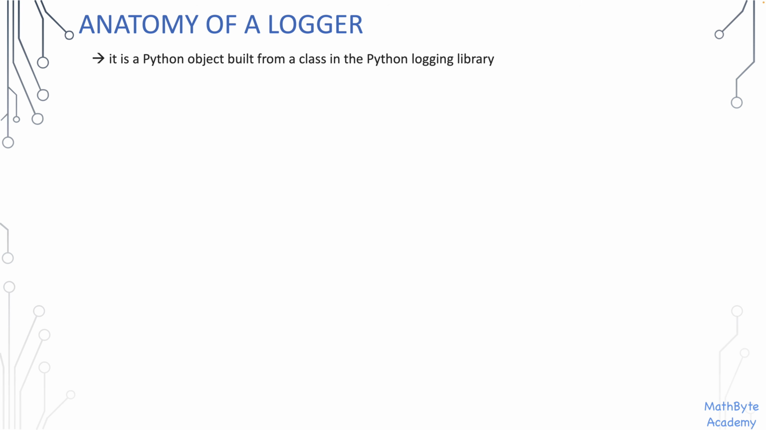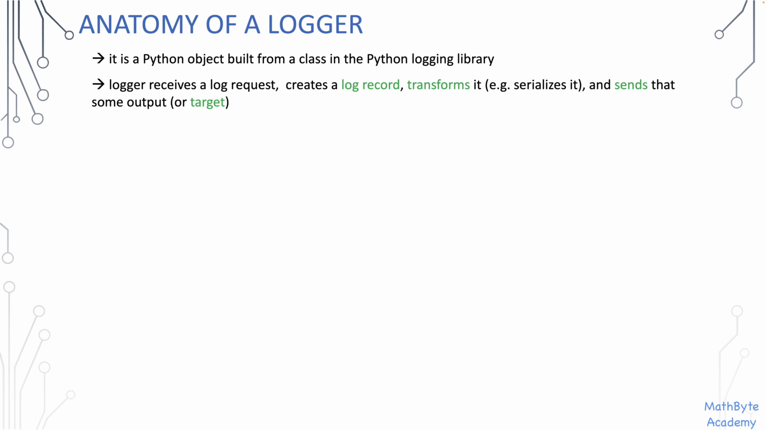So what's the anatomy of a logger? What is a logger? It is a Python object that's built from a class in the Python logging library. The logger receives a log request. As we saw, we had logger, which was now an instance of this logger class. Some instance, I called it logger. Logger.warning, logger.info. So this is basically sending a request. This is running a method on the logger object saying we want to create a log. So it receives this log request.